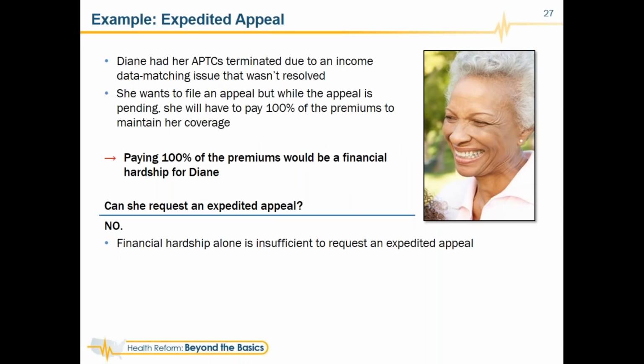If Diane wants to appeal her eligibility determination, she is going to be paying 100% of the premiums while the appeal is going forward. As we said, it can take 90 days. It actually can take a bit longer than that. If paying 100% of the premiums because she was denied APTCs is a financial hardship for Diane, can she get an expedited appeal? No, unfortunately, she can't, because you can only get an expedited appeal if it jeopardizes the appellant's life, health, or ability to attain, maintain, or regain maximum function. So a financial hardship alone is not going to be grounds for her to get an expedited appeal.